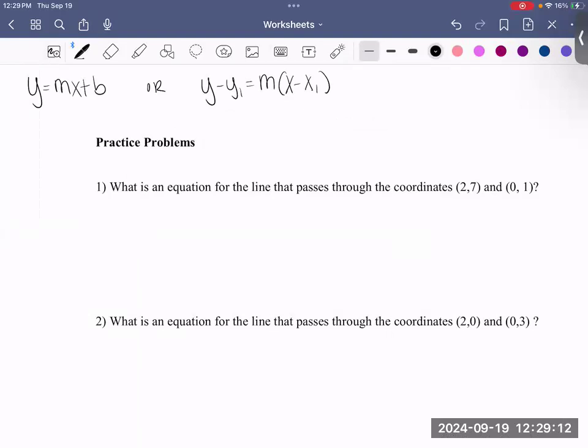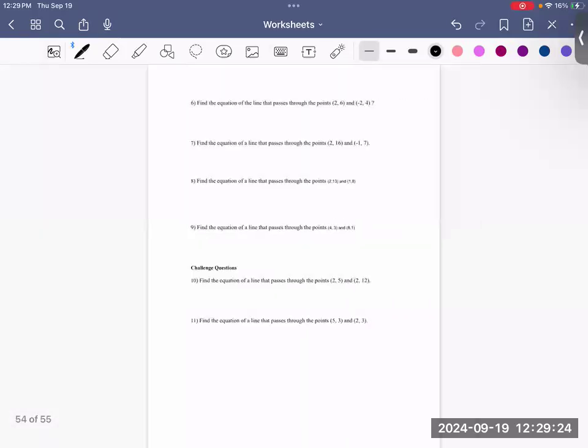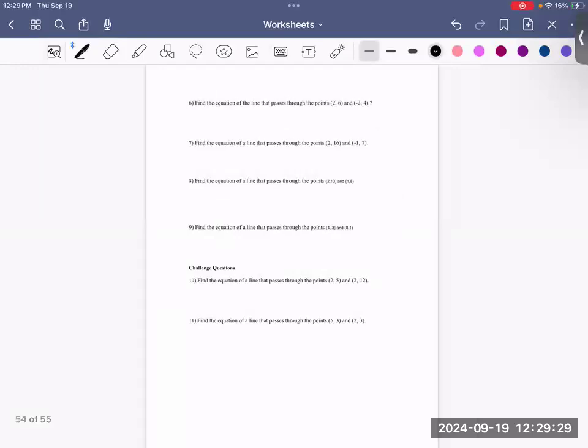I'll alternate between the two, and then it's up to you to figure out which one you like to do. I'll pause the video here to give you all of these that we'll work through. On the next page, you have another few to work on, and I'm going to show the answer key here in a moment.